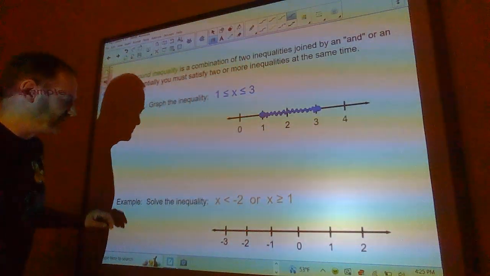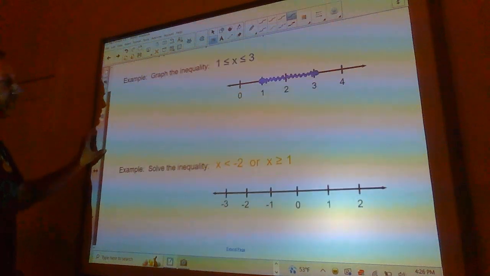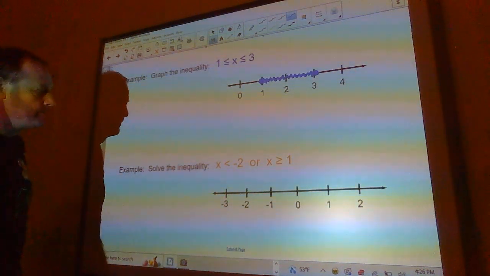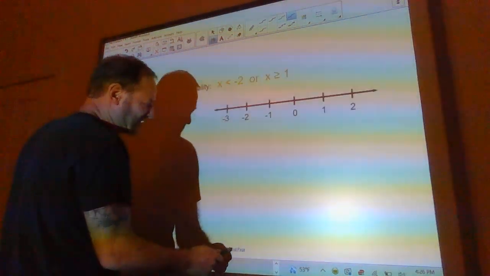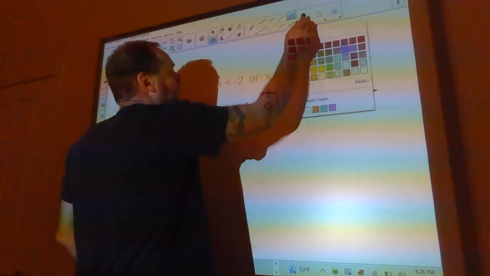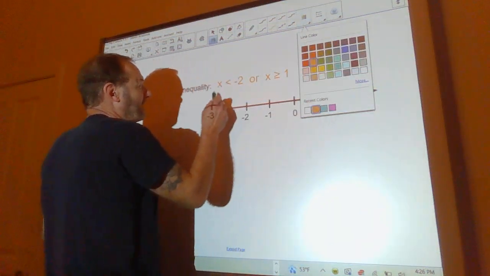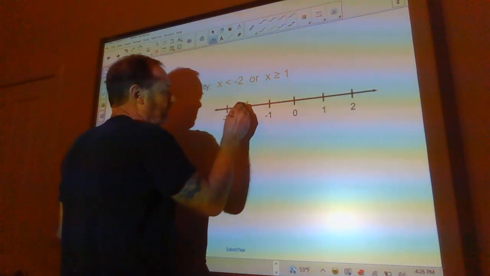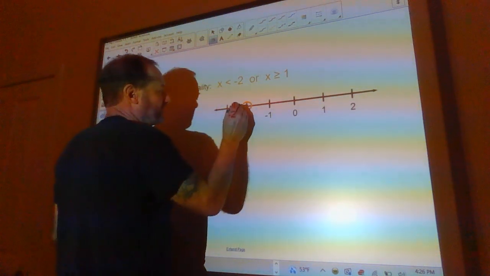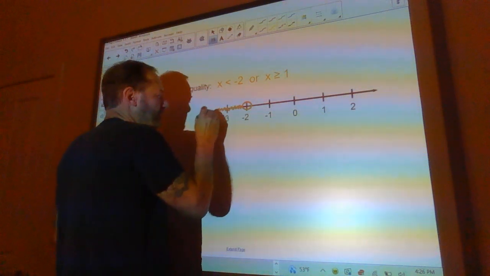Okay, my other alternative is to do the OR situation. This was the AND, this is an OR. These are two separate equations, and I just treat them separately. So I've got x is less than -2, so I'm going to put an open circle here at -2, and I'm going to shade the smaller numbers.